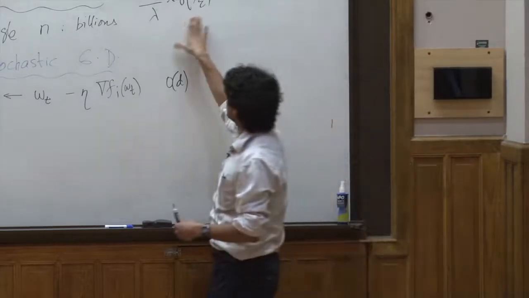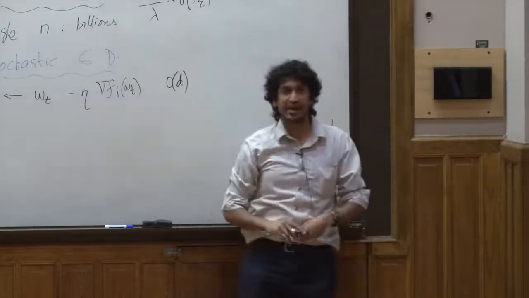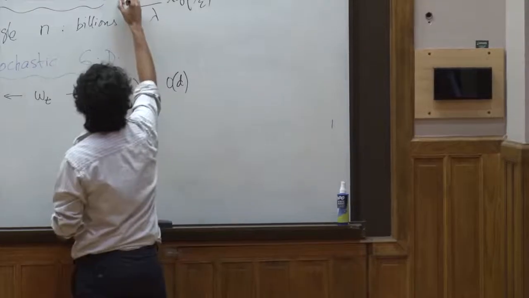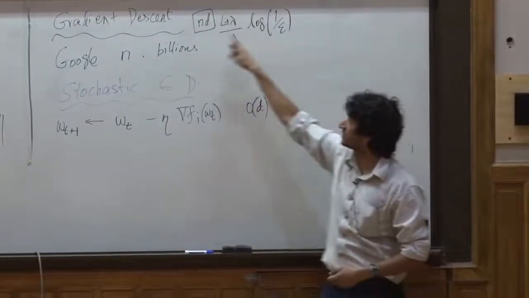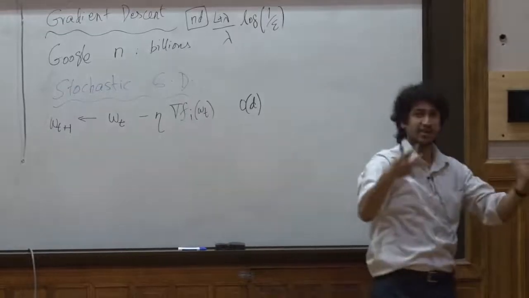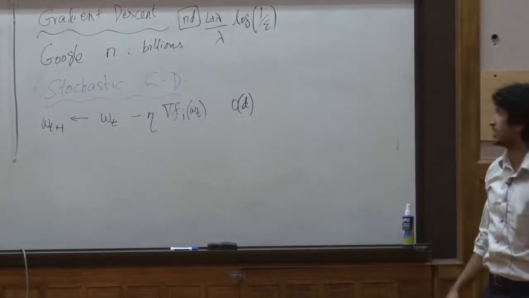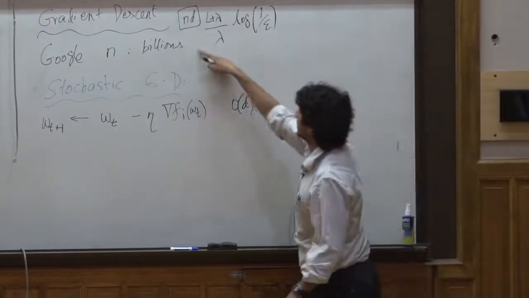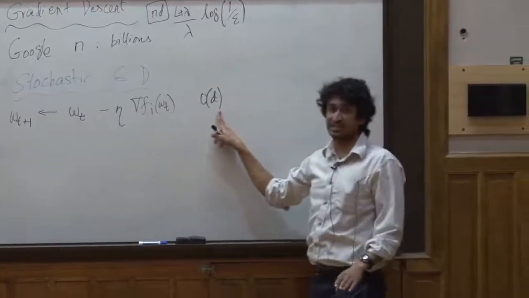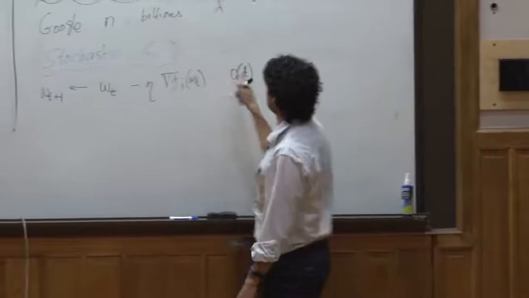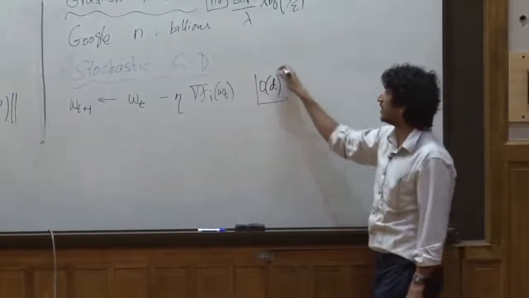Unfortunately, as we said, this takes n times d time to calculate, right? So each of these iterations takes n times d to calculate the gradient, and that's the real computation. However, on the other hand, this one is really cheap. Each iteration is not n times d, but just order d, right?